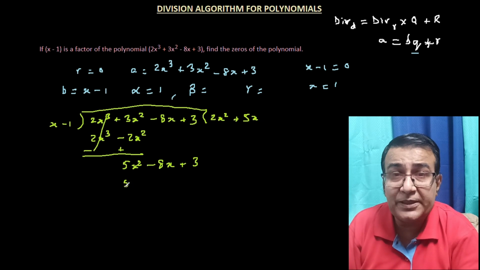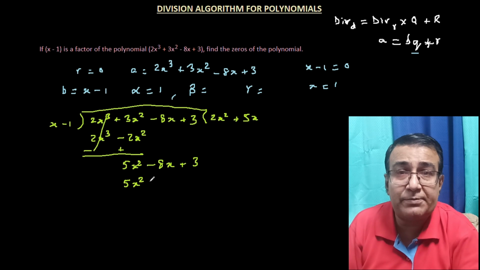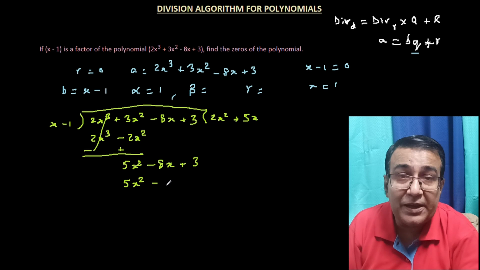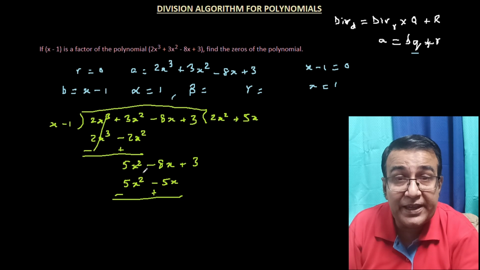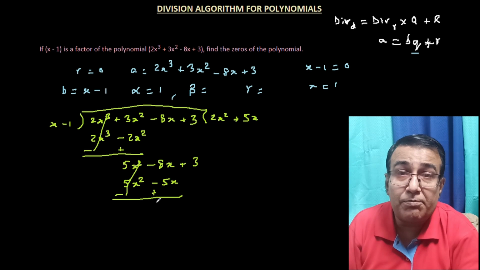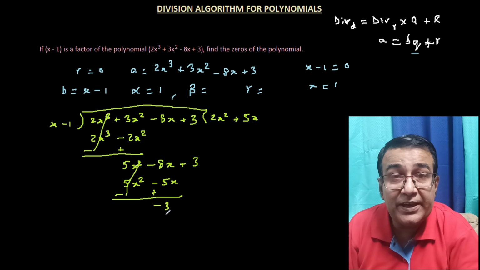We multiply this by the divisor again, so plus 5x times x gives us 5x square. 5x times minus 1 gives us minus 5x. We subtract it, this becomes negative, this becomes positive. The 5x square can now get cancelled out, and we are left with minus 8x plus 5x, which gives us minus 3x, and the plus 3 can come down as it is.